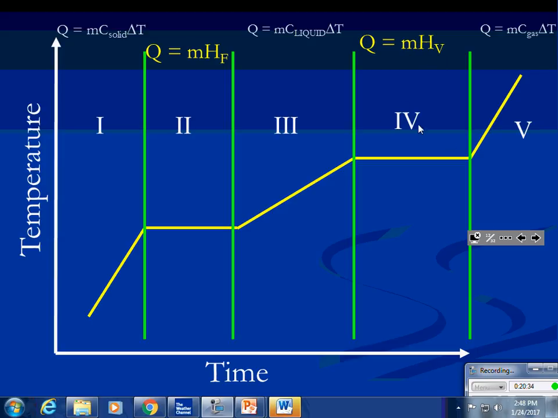So this is 4, where we have the boiling occurring. And finally, part 5 of the graph, Q is equal to the mass, the specific heat of the gas, times the change in temperature. You can see we are increasing temperature again. So this whole chart is very important when we continue talking about calculating the energy changes at phase changes.